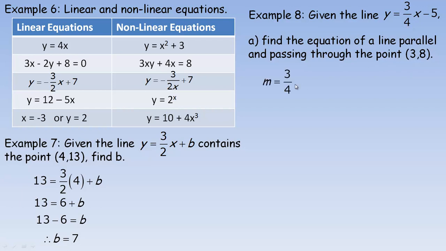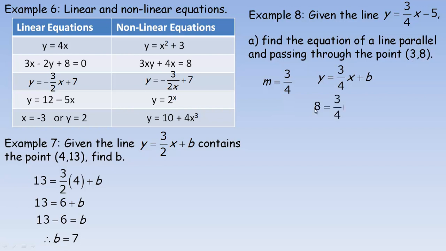So if the line I'm looking for is parallel to this, parallel means they have the same slope. So I'm going to again use y equals mx plus b, so my parallel line would have the same slope as this, so it would be y equals 3/4 x plus b. And the way we find the b is the same as what we did in 7 here. We're going to substitute this point 3,8 in. See, if the line goes through 3,8, then 3,8 has to satisfy the equation, so that's how we can use it to find the b value.